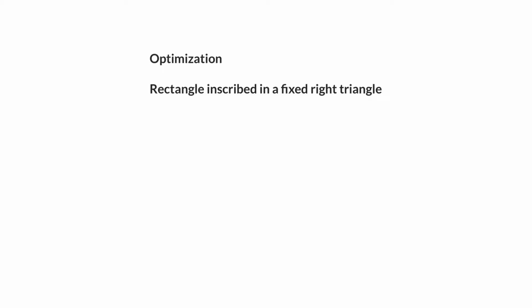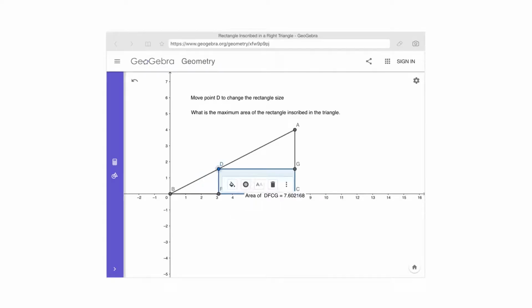So in this optimization question, we're going to analyze the area of a rectangle inscribed in a fixed right angle triangle. Here we have a rectangle which is inscribed. As you can see, the four corners, D, F, G, and C, of the rectangle are making contact with the sides of the right angle triangle.